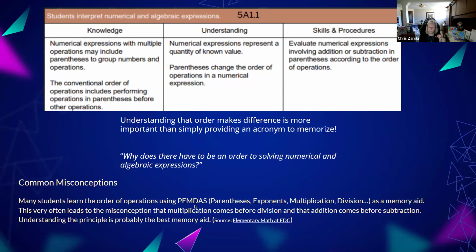Since M comes before D in this particular example, I'm always going to do multiplying before dividing. They failed to recognize the concept that it's either multiplying or dividing, whichever comes first from left to right. And so that was just a caution, and so starting to put misconceptions down as well.